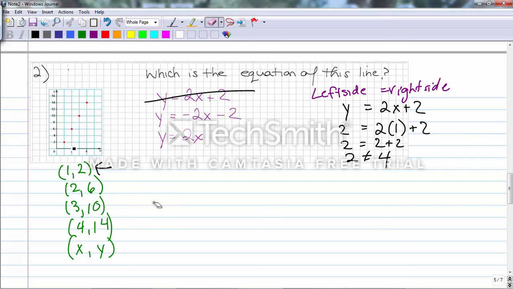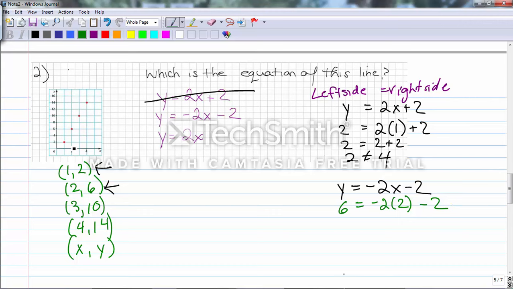So next equation is y equals negative 2x minus 2. So I could use any of them. I'll try this one this time. So this one is 6 equals negative 2 times 2 minus 2, because 6 is the y, 2 is the x. So negative 2 times 2, you can put it into your calculator. Negative 4 minus 2. It's getting closer, but that's negative 6. They're different numbers. So that one doesn't work. Let's hope the last one works.